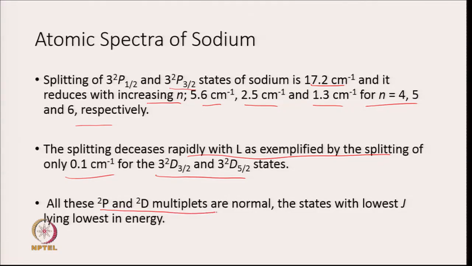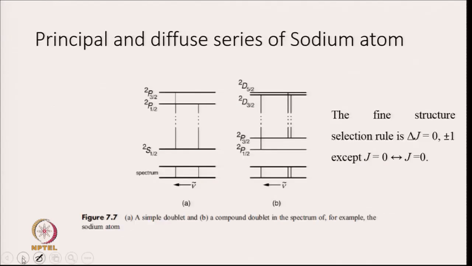All these 2p and 2d multiplets are normal, the states with lowest J lying lowest in energy. So, here are the different series of the sodium atom. What we are looking at is from S to P and P to D. This is for S to P, so the promoted electron is going to be in P. Here, P to D, the promoted electron is going to be in D.